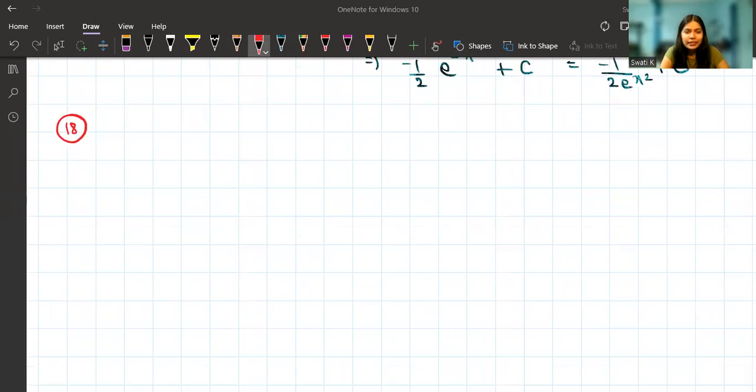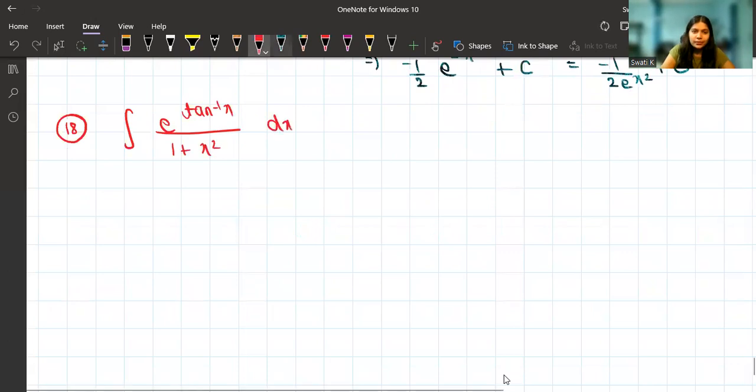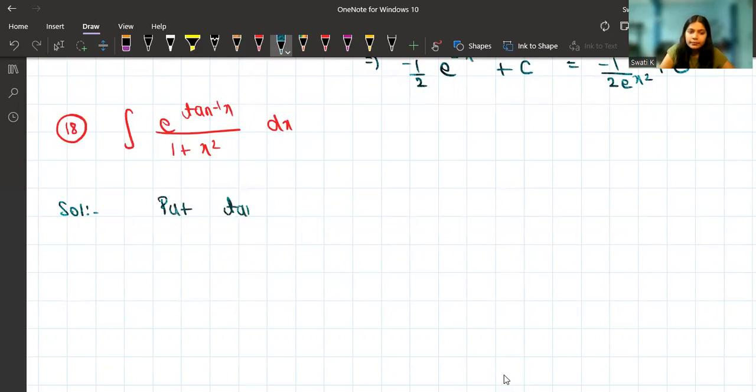Okay, so in the 18th question, we have to integrate e raised to tan inverse x upon 1 plus x squared. This is super simple. As soon as I'm writing this question, I just got it. But what do I have to substitute? If you're good at derivatives, it's very simple to understand. Let us put tan inverse x as t, because I know that the derivative of tan inverse x is 1 upon 1 plus x squared. That is given in the question. So it is 1 upon 1 plus x squared, and of course dx equals dt.